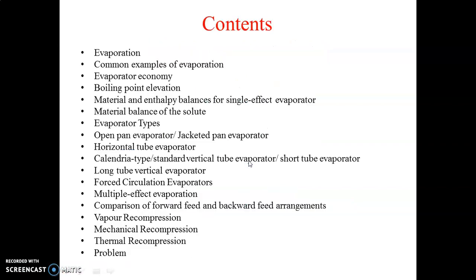In previous lecture I had discussed the points, that is what is meant by evaporation, what are the common examples of evaporation, and how to evaluate the performance of evaporator, that is capacity and economy. So now we will discuss how to calculate the economy, boiling point elevation, and then material and enthalpy balance, that is heat balance for single effect evaporator.